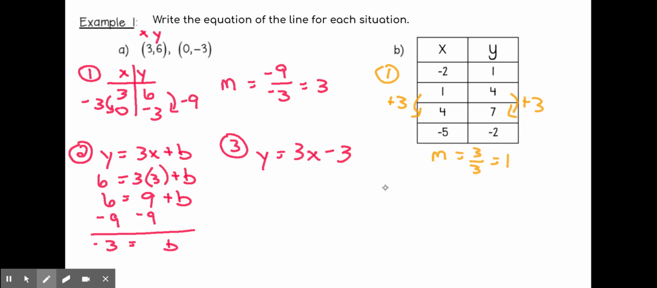So now I'm going to pick any point. I have 4 points to choose from here. I can choose any of them. I'm going to choose 1, 4. They're both positive. It's the smallest values, maybe a little easier to deal with. And I'm going to plug that into y equals 1x plus b.